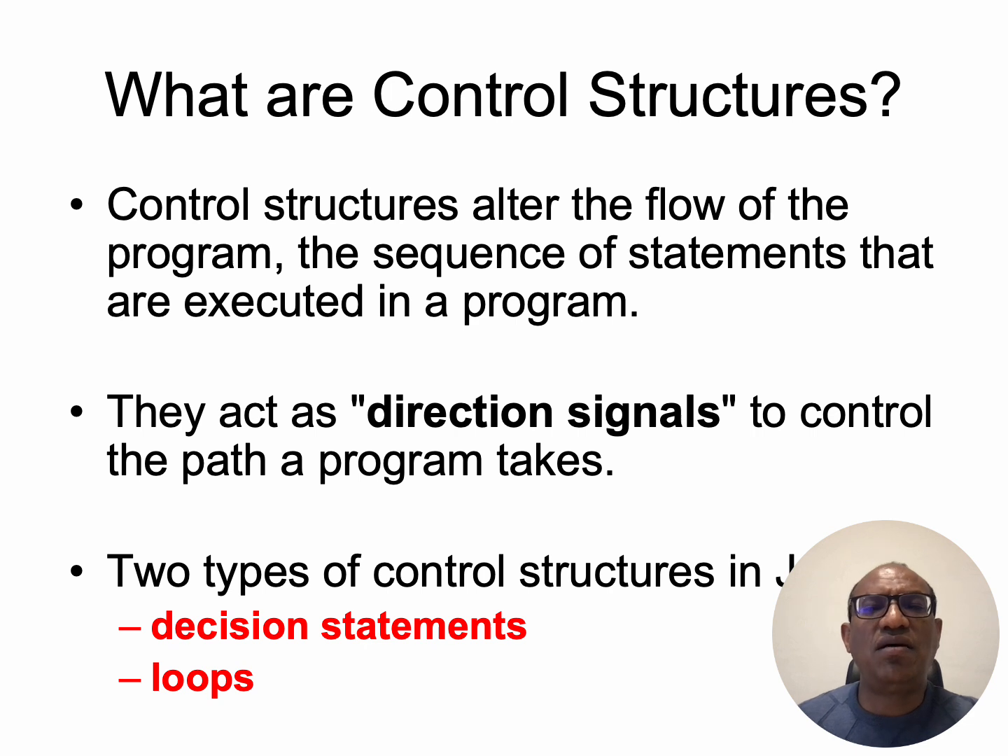Control structures alter the normal flow of a program. They act like road signs, directing execution based on conditions and repetition. There are two types of control structures. One is decision statements. These allow the program to make choices. The other one is loops. Loops allow the program to repeat actions.